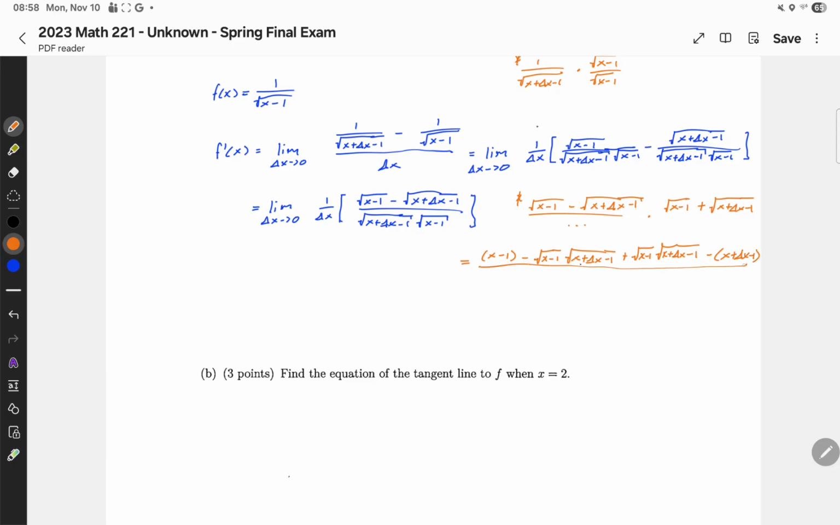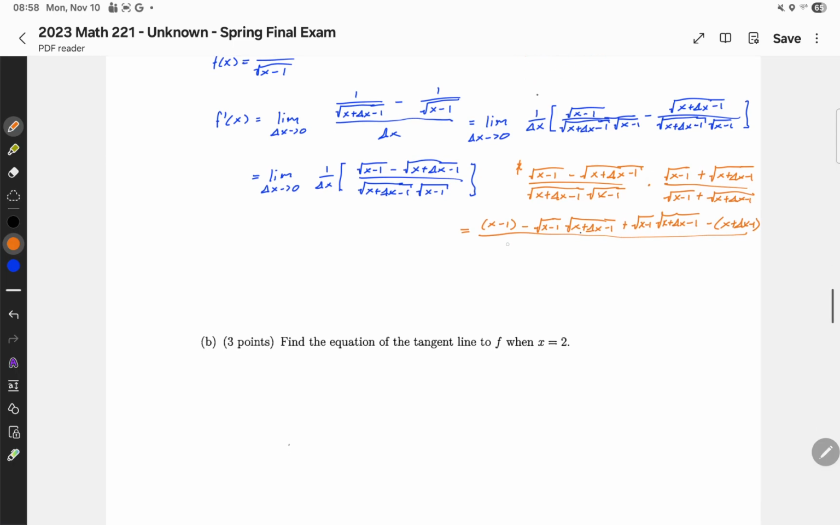This is all going to be over, it's going to be a very ugly term, but I suppose I'll do it here actually. This is going to be our square root x plus delta x minus 1 times the square root of x minus 1. And this fraction, sorry, I should have wrote this so it's a bit clearer. We're multiplying it by a fraction that's equal to 1, right? So this bottom term is, I'll leave it unexpanded for now, x plus delta x minus 1 times the square root of x minus 1 times the square root of x minus 1 plus the square root of x plus delta x minus 1.